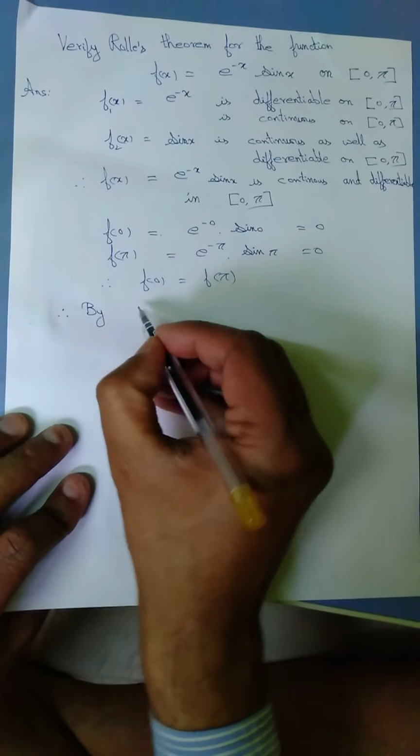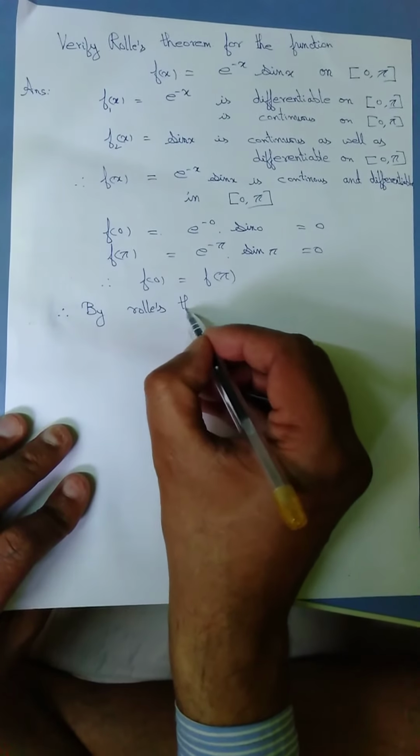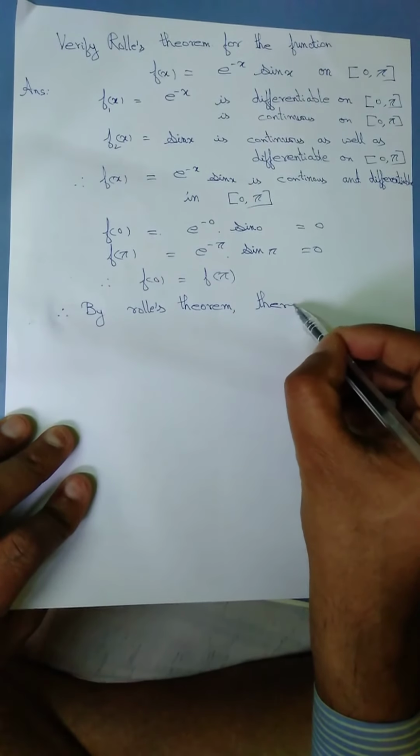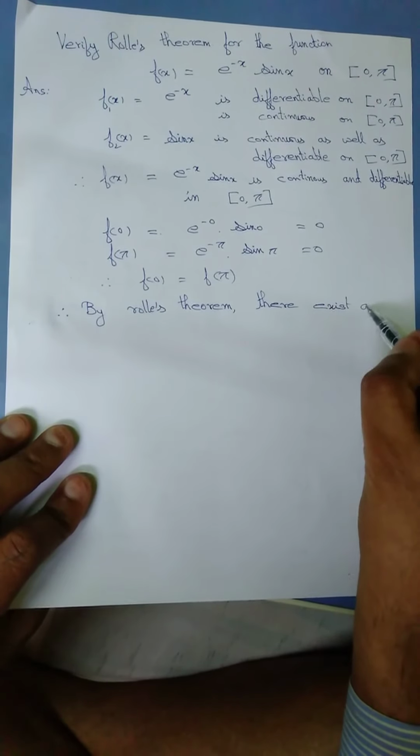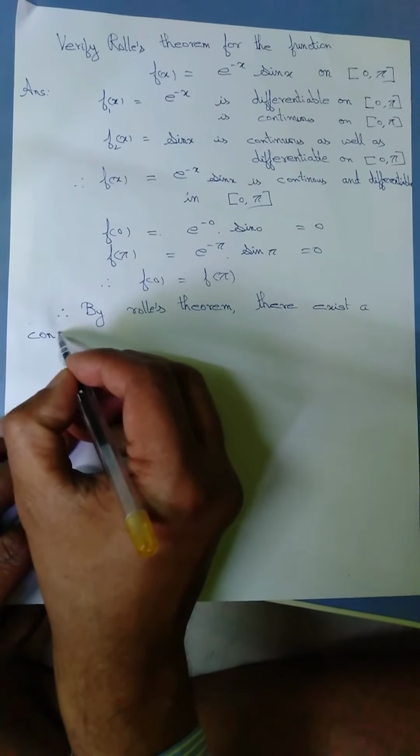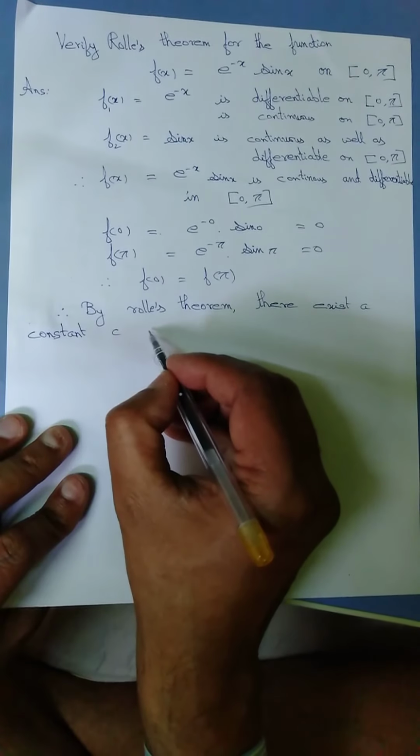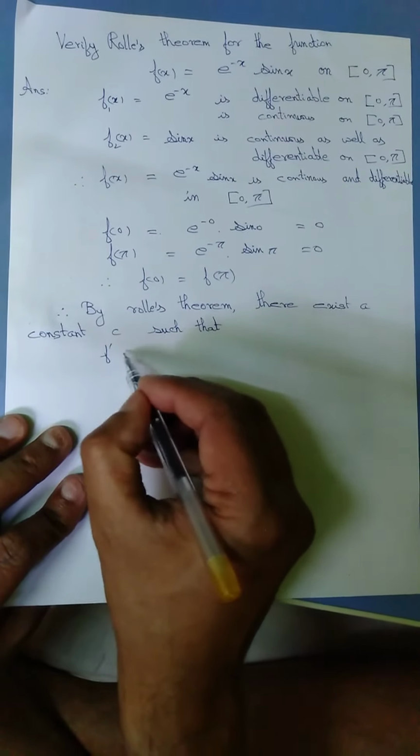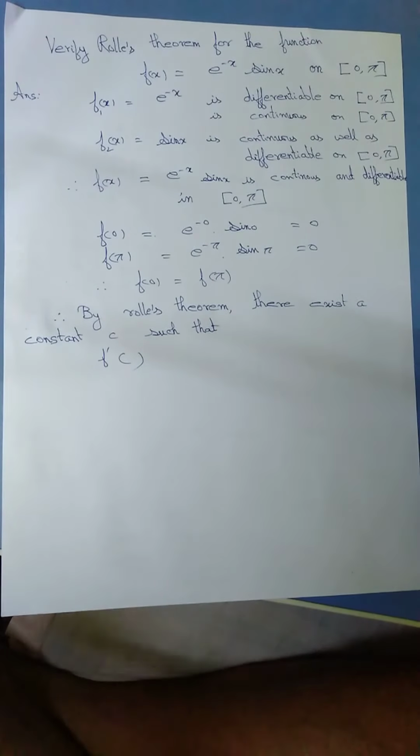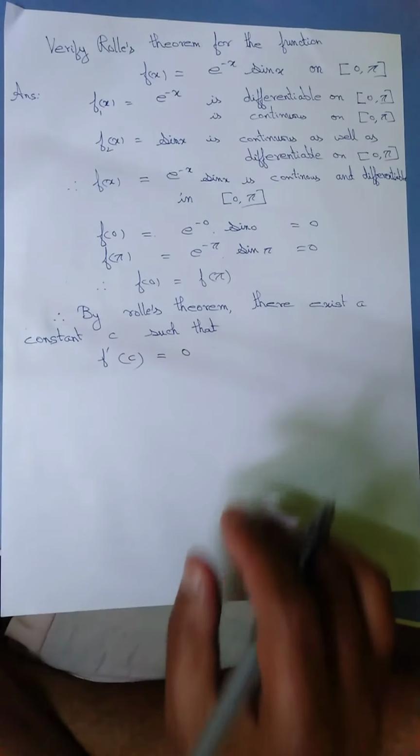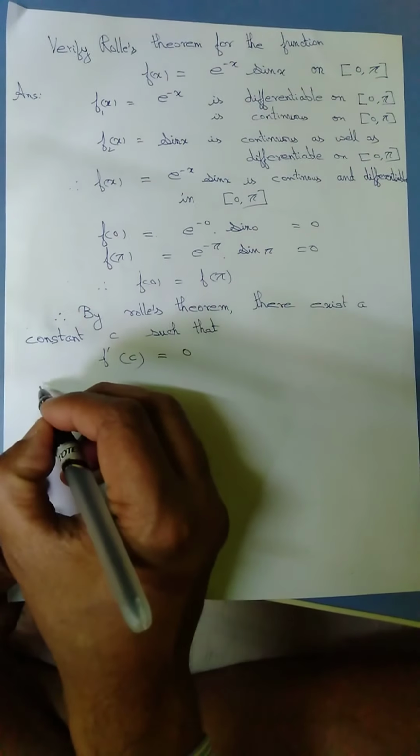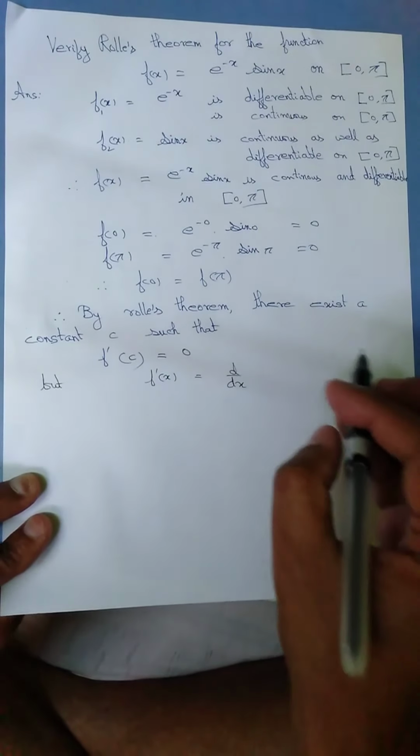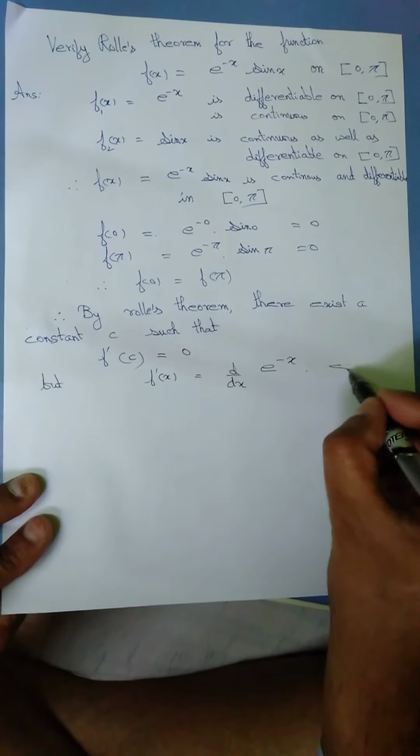Therefore, by Rolle's theorem, there exists a constant c such that f dash of c equal to 0. But what is f dash x? f dash x is d/dx of e to the power minus x into sine x.